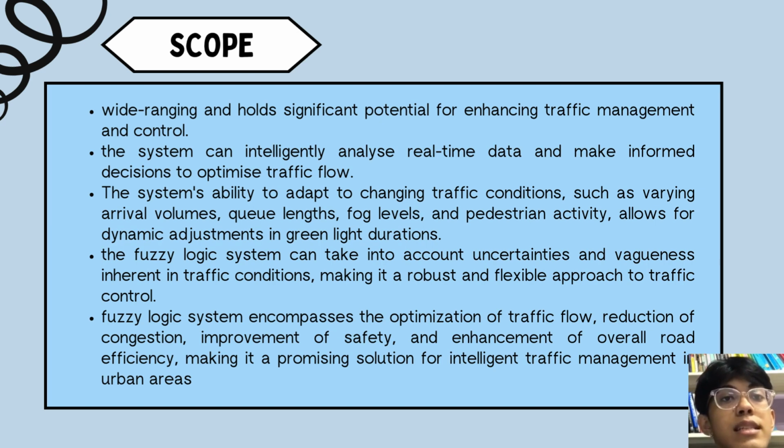The scope of this system extends beyond conventional fixed timing traffic control methods, enabling more accurate and adaptive control strategies to address the challenges posed by modern urban traffic. Ultimately, the scope of a traffic control fuzzy logic system encompasses the optimization of traffic flow, reduction of congestion, improvement of safety, and enhancement of overall road efficiency, making it a promising solution for intelligent traffic management in urban areas.